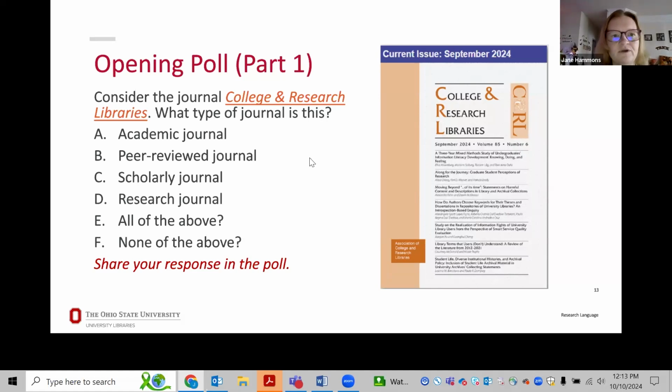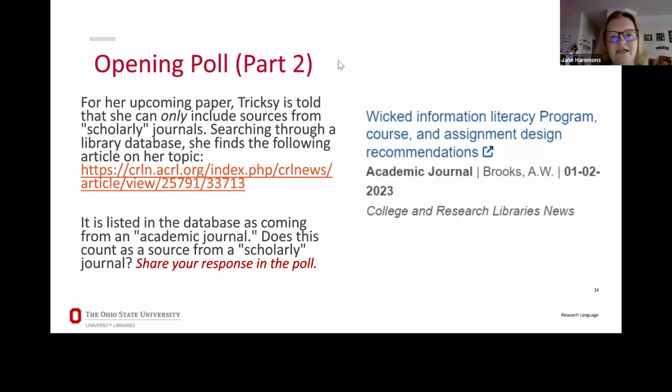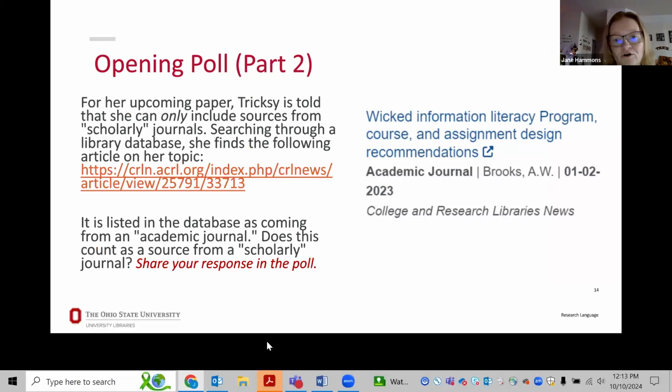So I have another quick activity for us, and again, put these in the chat. You should see a link in there to an article, which will take you out to an article to take a look at. The scenario is that a student named Trixie, which happens to be my cat's name, is told that she can only include sources from scholarly journals.